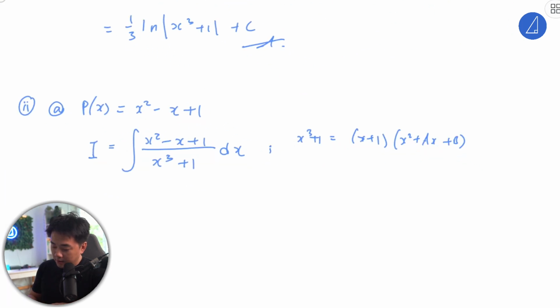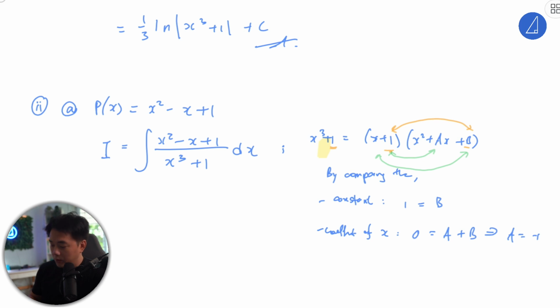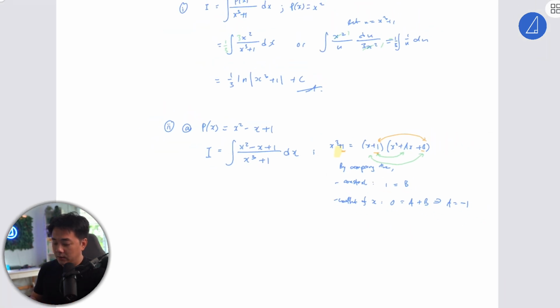By comparing the constants, b is equal to 1. So the constant here will just be b multiplied by 1, so b is 1. Then of course I could compare the coefficient of x. The coefficient of x on the left hand side is 0. Then on the right, 1 multiplied by a, then b multiplied by x, so that will be equal to a plus b. So this a will just be minus 1. Or we could also just do a long division. It doesn't matter.